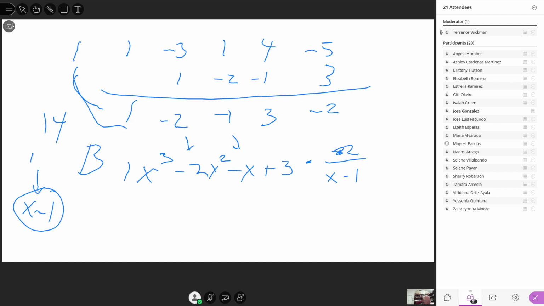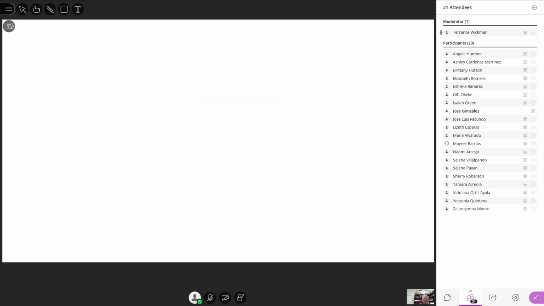That's synthetic division. Now, Descartes' rule of signs. We are given the problem f of x equals 6x to the 6 minus 10x to the 5 plus x to the 4 minus 3x cubed plus 20.